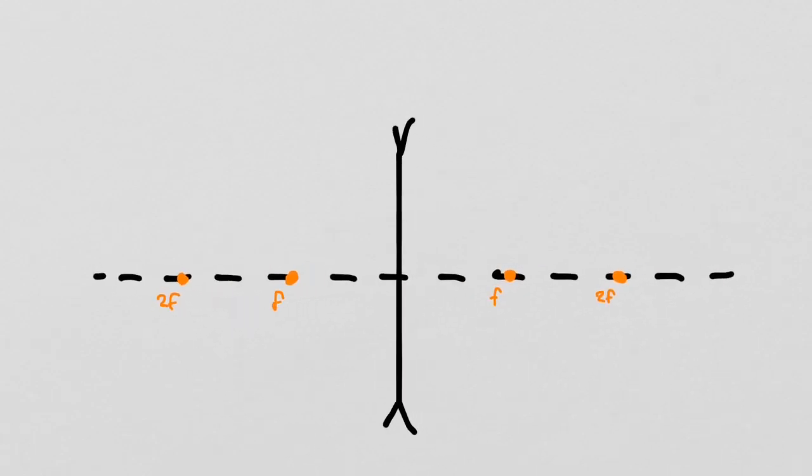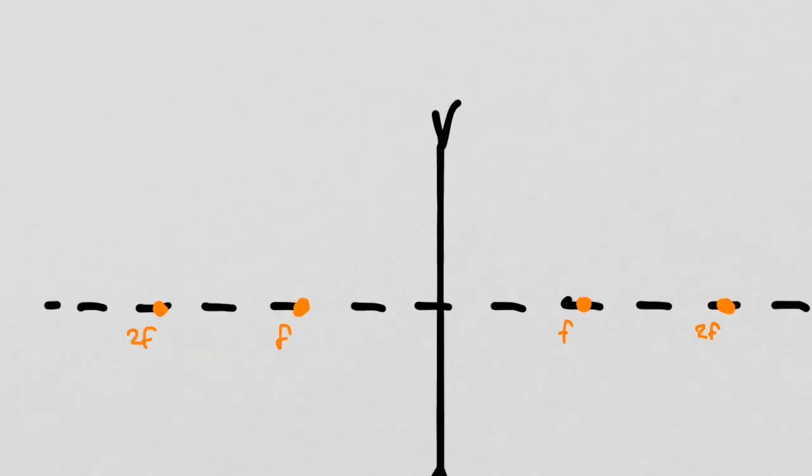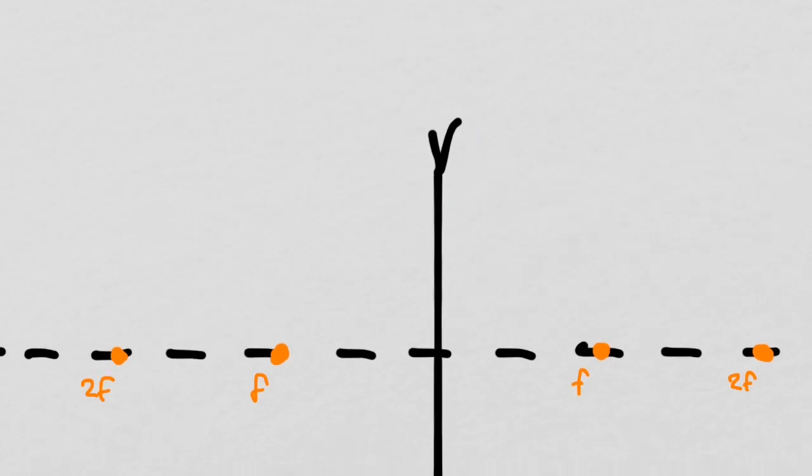This time we're going to use a concave lens. I'm representing a concave lens in the same way as a convex lens, except the arrowheads at the top are upside down. So the lens itself will look like that. So I'm going to draw my object here. There's my object.